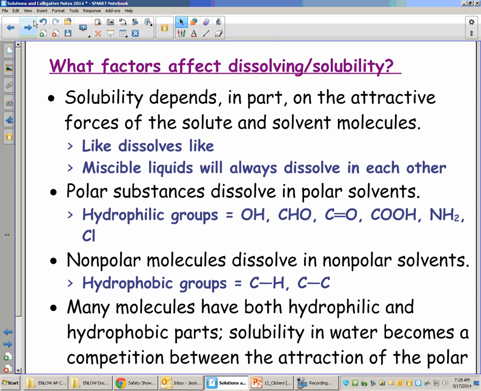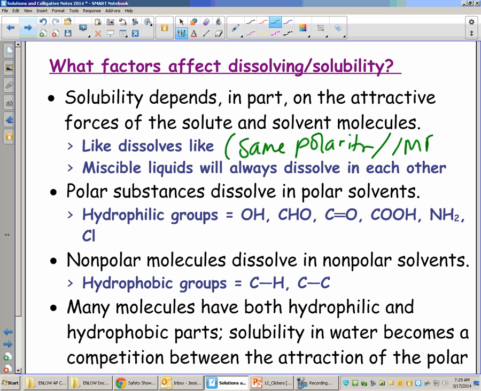All right, and then some of this you already know, because we have all seen my polar bear video like 100 times. But you know, like dissolves like, that means our solute and our solvent should have the same polarity or the same IMFs, right? So solubility depends on these two things. One, like dissolves like, so same polarity or IMFs. Or they, what's the word miscible mean?